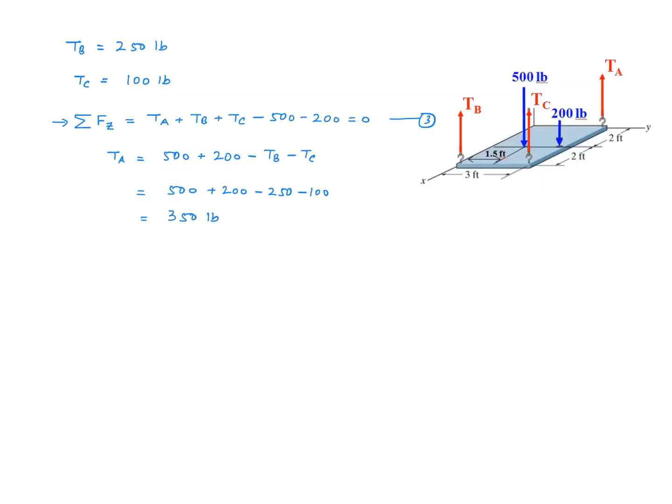My final equation is a force equation in the z direction. We note that all of the forces acting on this plate are actually in the z direction, so we sum them up algebraically. So here's my equation. We already know TC and TB, and substituting these numbers in here, I get a value of 350 pounds for TA. So that's it, we are done. We found all 3 tensions.